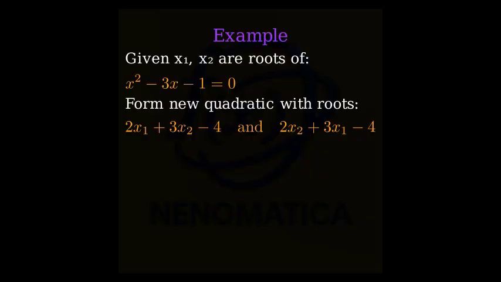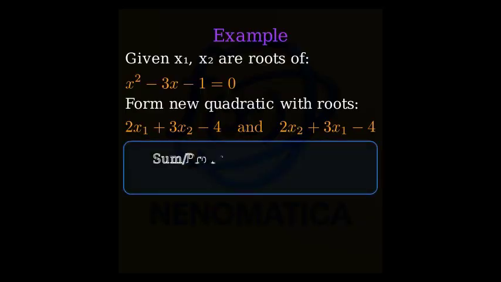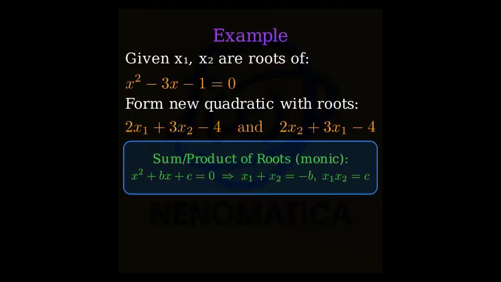First, use the relationships for a monic quadratic, x squared plus bx plus c equals 0. The sum of roots is -b, and the product is c. Here, x squared minus 3x minus 1 equals 0, so x sub 1 plus x sub 2 equals 3, and x sub 1 times x sub 2 equals -1. Now simplify the first proposed root exactly as written in the source steps.